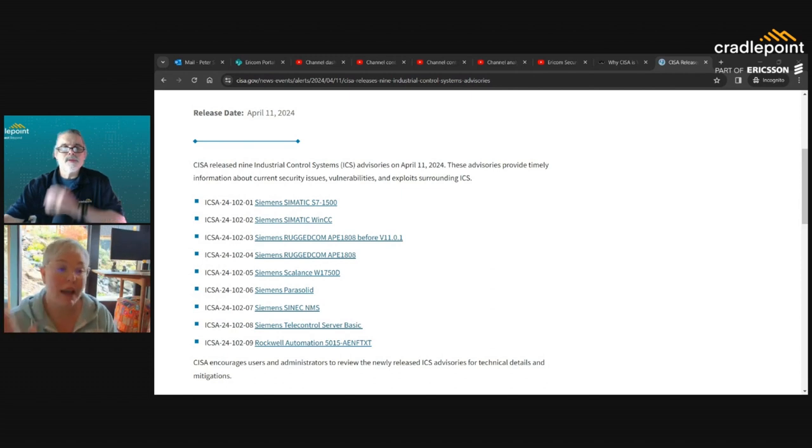So if you have these kinds of devices on your network, network segmentation and IDS/IPS on those networks is going to be really helpful to see these kinds of attacks. And certainly something Cradlepoint can help with, right? Oh, yeah, absolutely. We do the zero trust network segmentation, so we're on it.